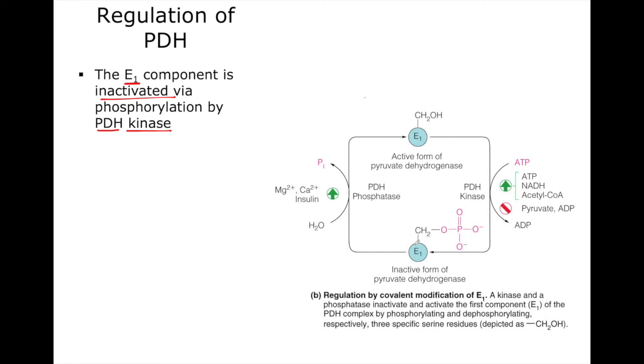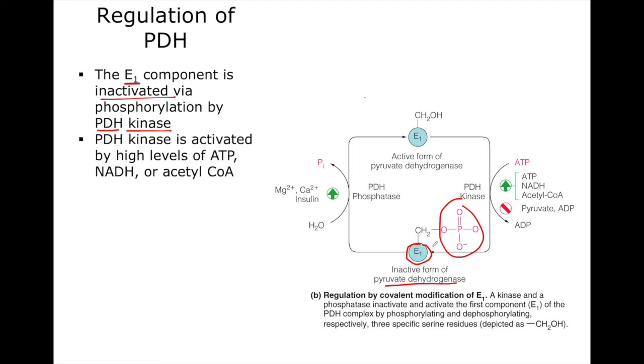Now, here in our figure, you can see the E1 portion represented here. Here is a serine residue, and we have a phosphate added onto that. So here, this would represent our phosphorylated E1 portion, which would inactivate our pyruvate dehydrogenase complex. And again, the PDH kinase is what adds that phosphate.